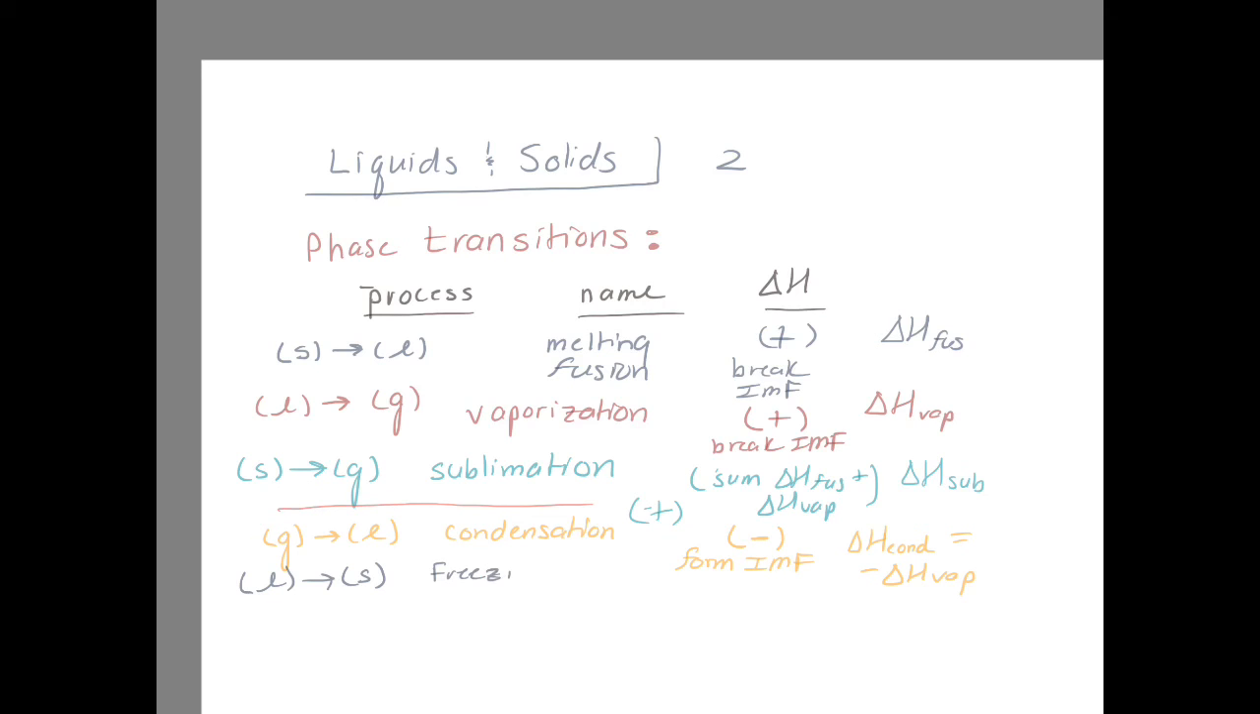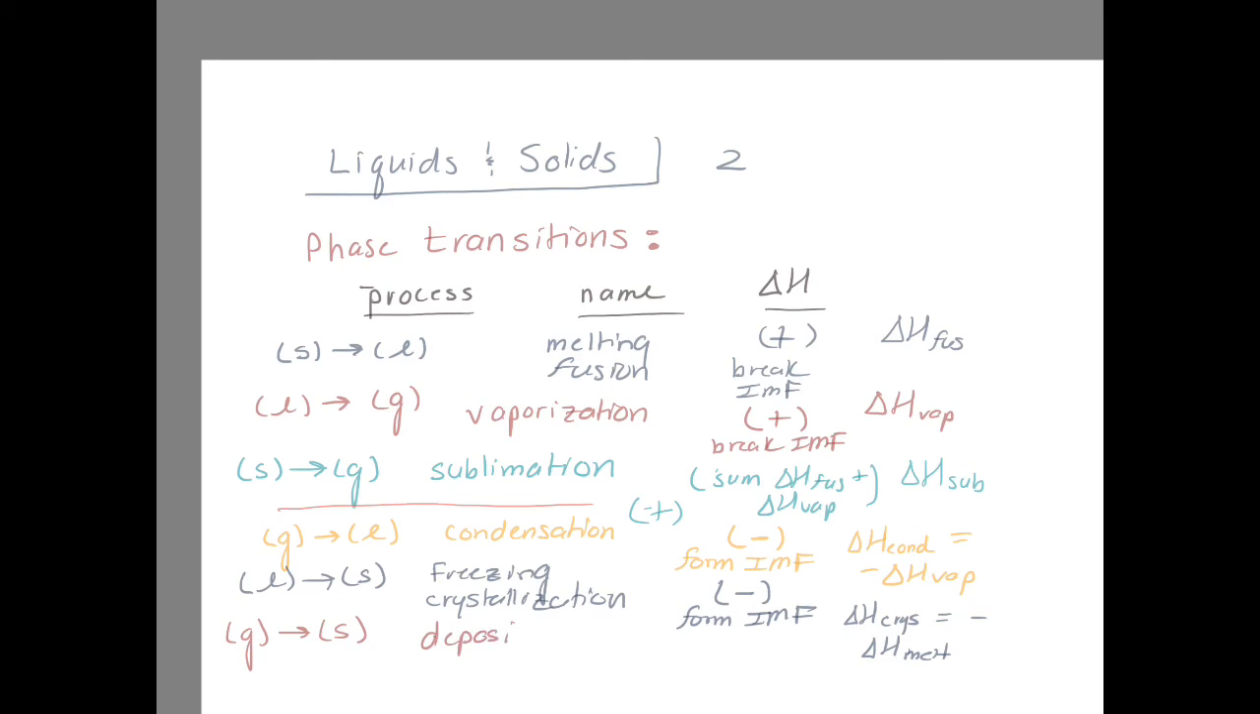Liquid to a solid is freezing or crystallization. It too has a negative enthalpy change because we are forming intermolecular forces which are stable. Energy is released, and the sign is opposite that of the melting or fusion.